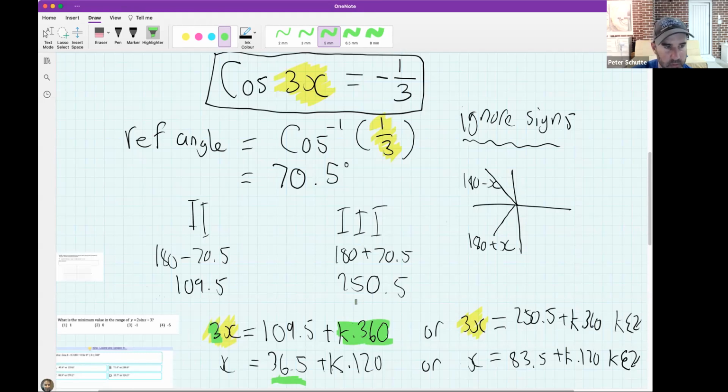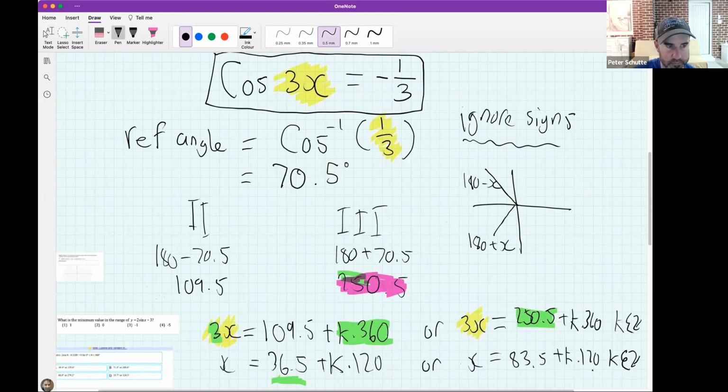Basically, how is the second one 83.5? So in the second one, I had 250.5 as the thing I started with. I said 3x equals 250.5. But remember, there's a 3x, and that 3x has to become a normal x. So I divide both sides by 3. So what is 250.5 divided by 3? We get 83.5. And then what's 360 divided by 3? It's 120.